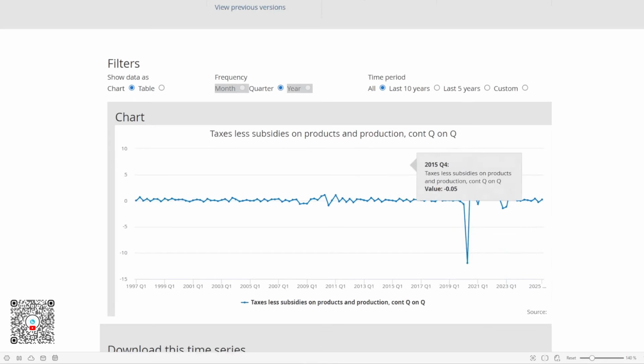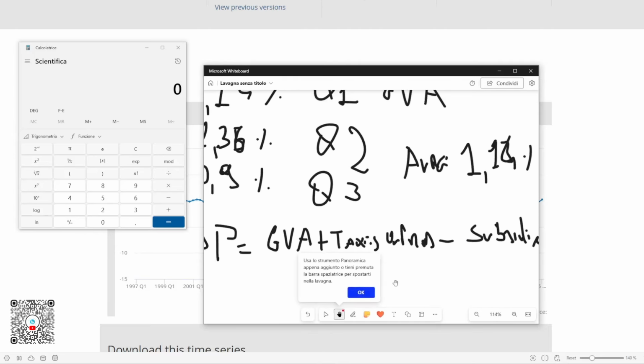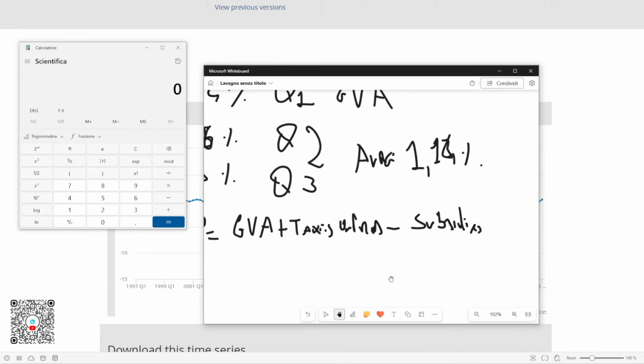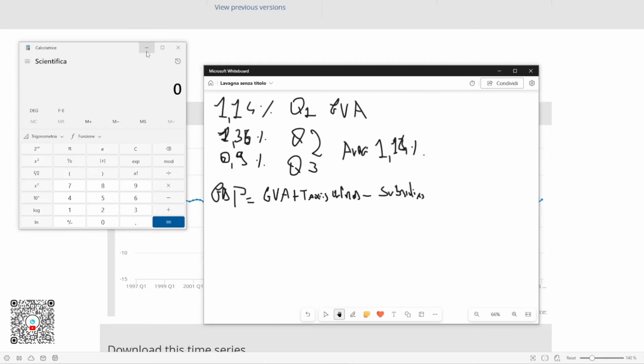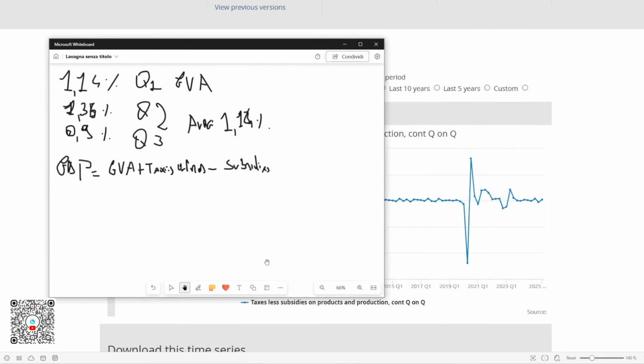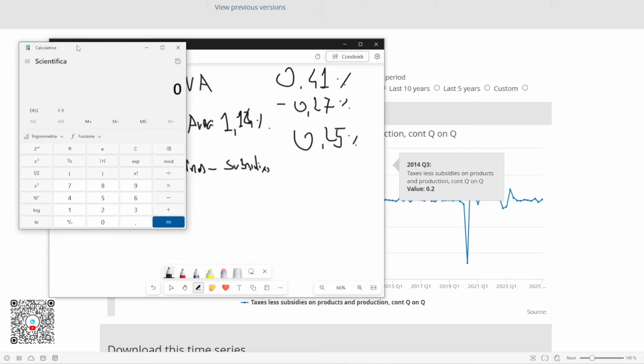So we have 0.41. Let's take our dashboard. Okay, so we can add the taxes minus subsidies. So Q1 is 0.41%. Q2 is minus 0.27%, right? And Q3 is 0.25%, right?